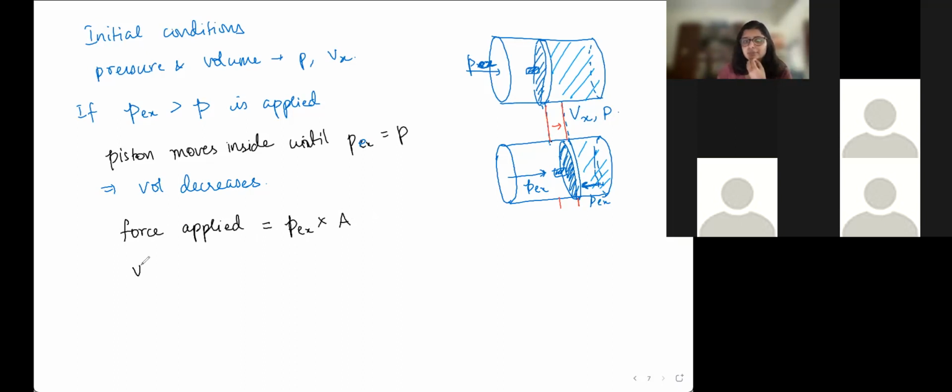What is the volume that is changed? Volume decreases, no? Let's say the volume change is delta V. What will that be equal to? Let's say the distance moved from here to here is L. So what is delta V? Vx minus L. Minus?